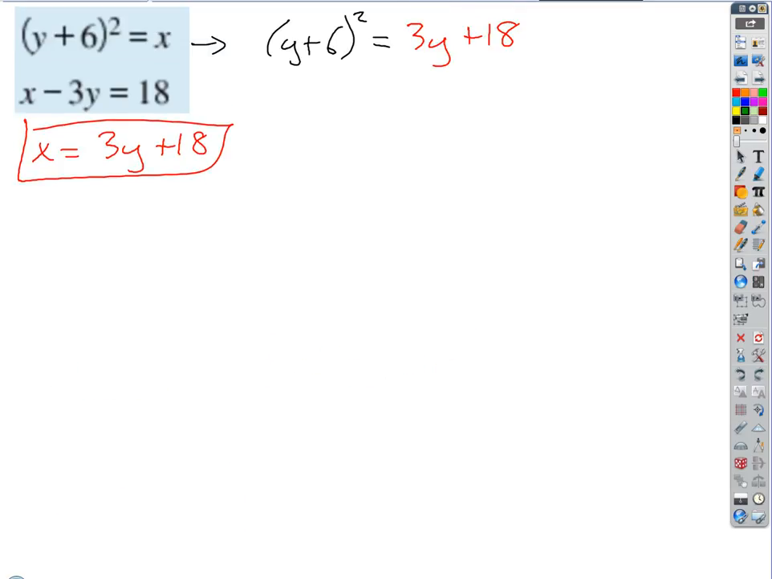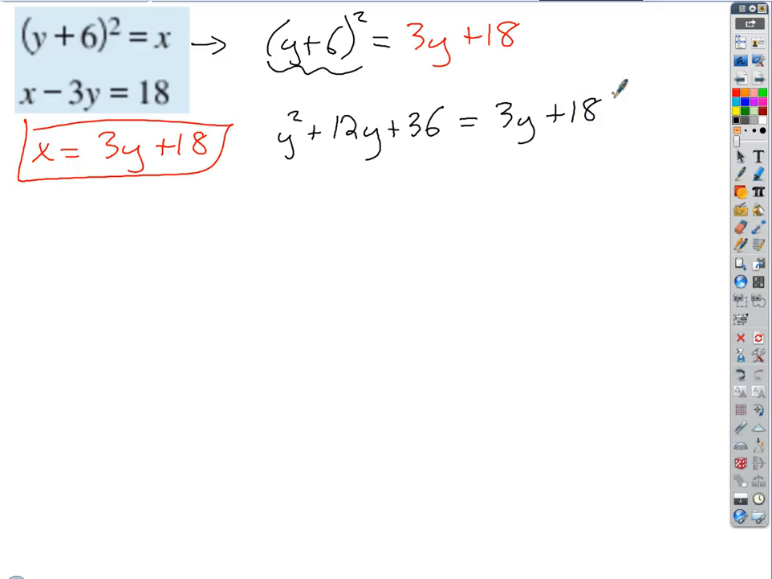If I have y plus 6 squared, then what's that going to expand to? That whole thing is going to become first thing squared plus, what was the second term? 2 times the first thing times the second thing. What's 2 times y times 6? What's that going to simplify to? 12y, right? 2 times y times 6 is the same thing as 12y, plus second thing squared, 6 squared is 36, and that just equals, in this case, 3y plus 18.